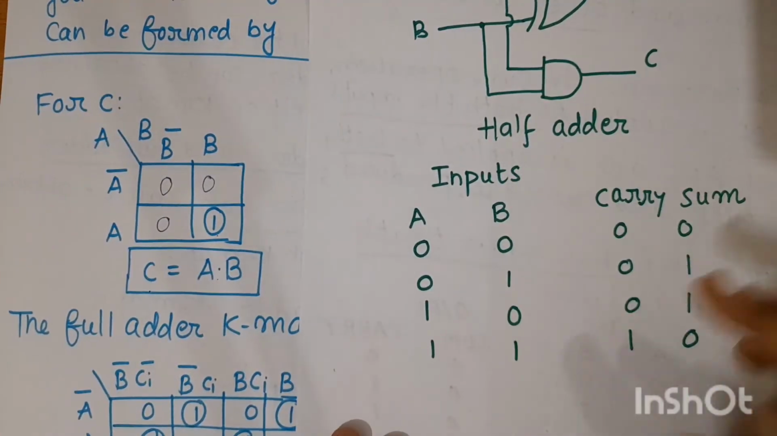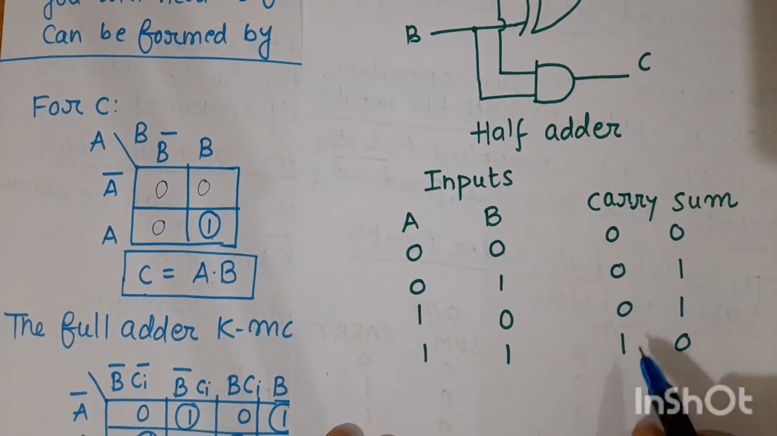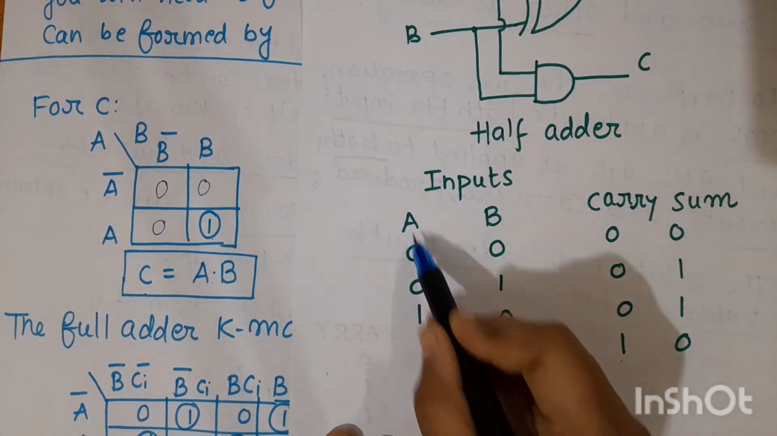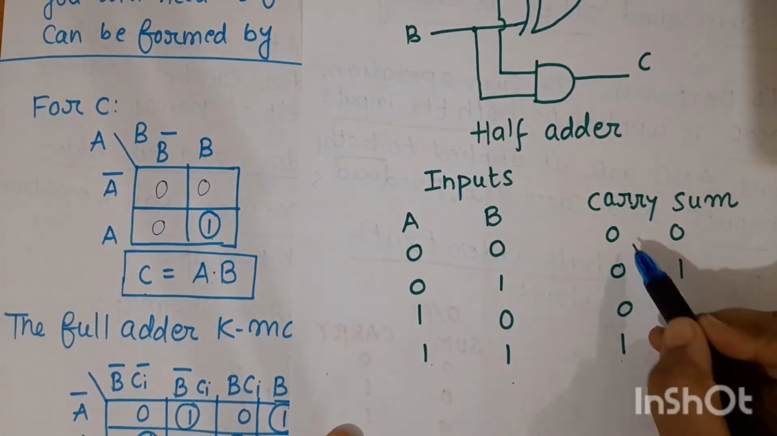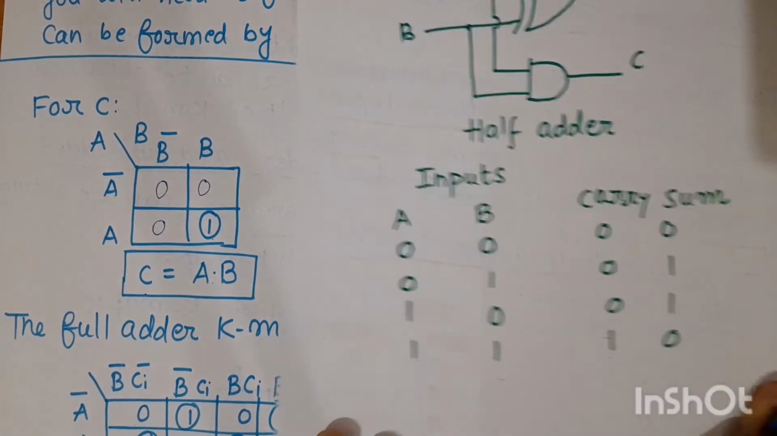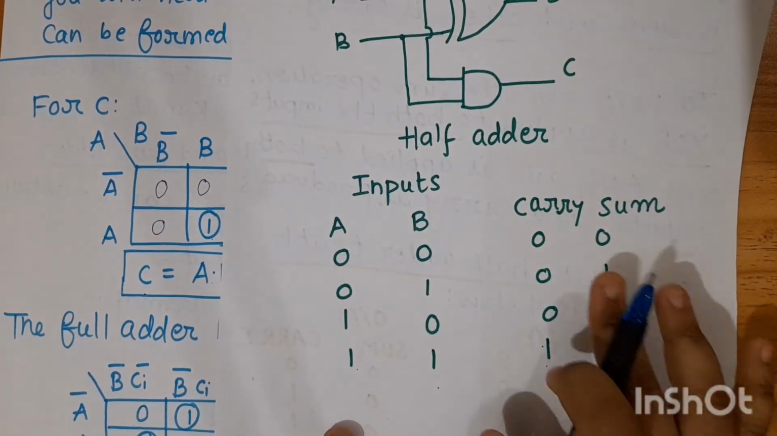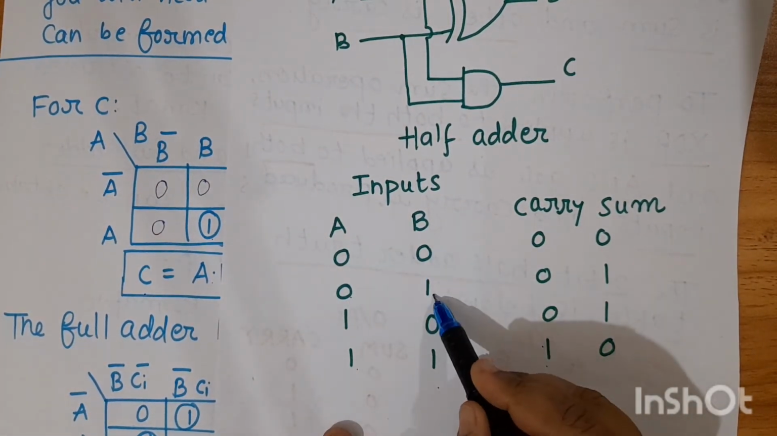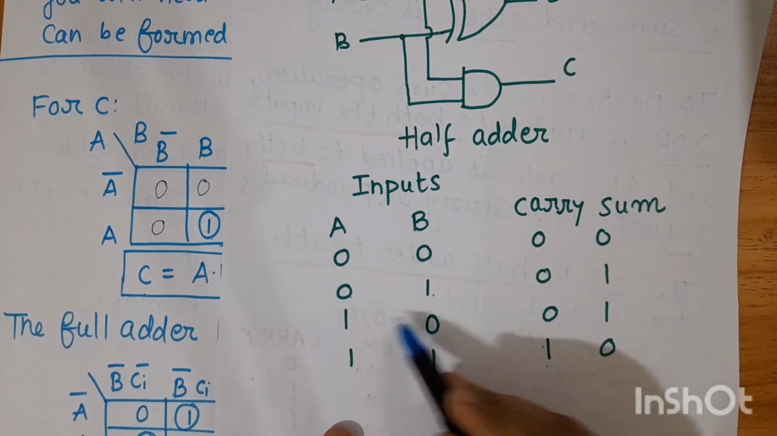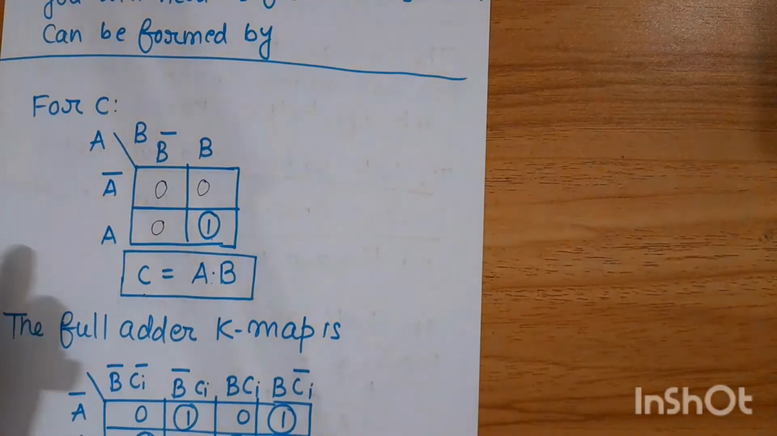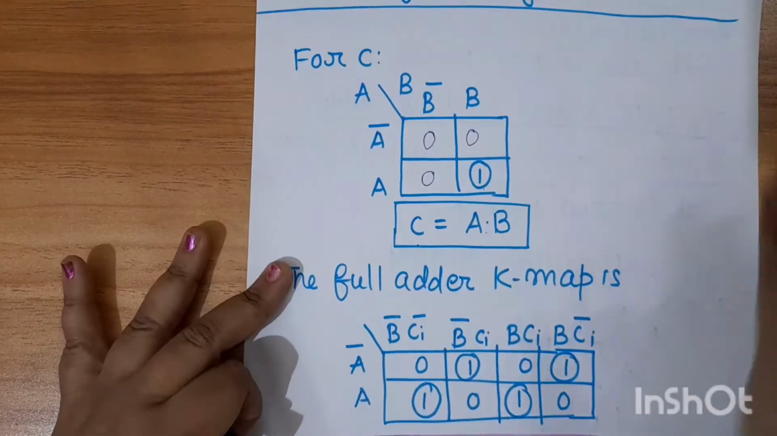Here you see the truth table of the half adder. The carry is 1 when A is 1 and B is 1. For the rest of the cases carry is 0. And sum is 1 only when A is 0 and B is 1, and in the next case when A is 1 and B is 0. So this is how we derived the carry.